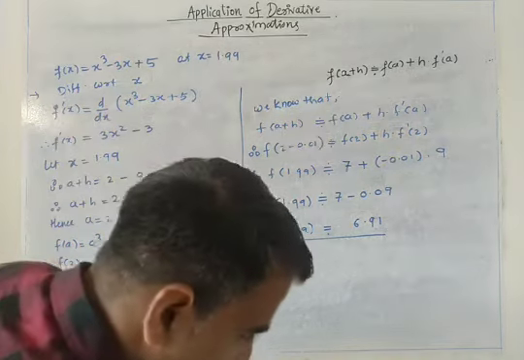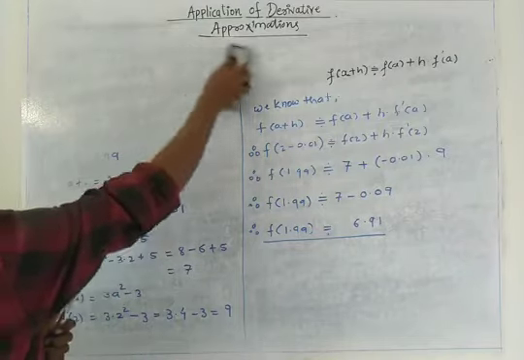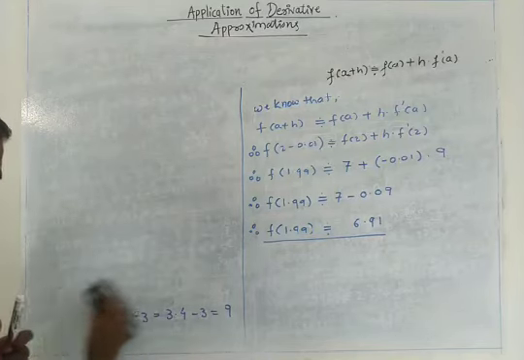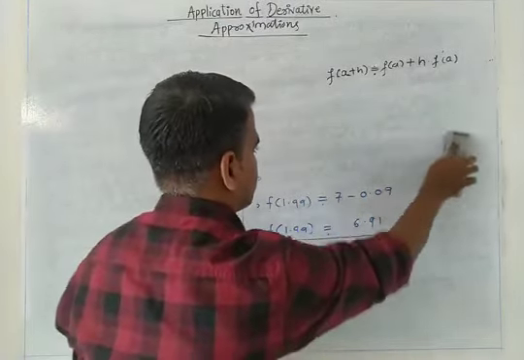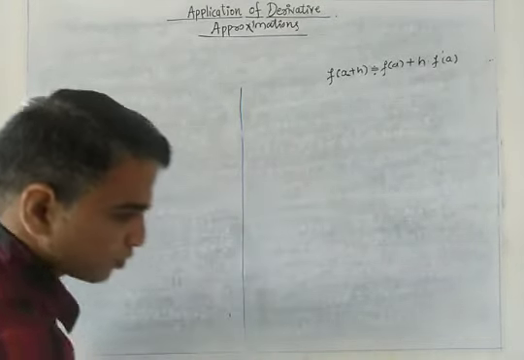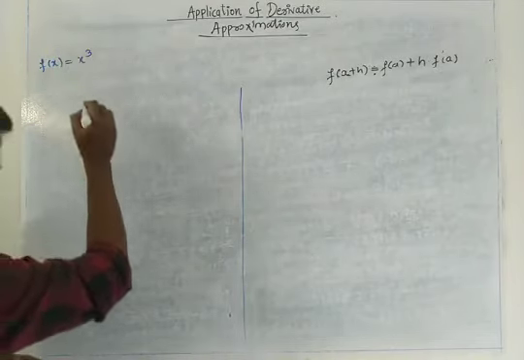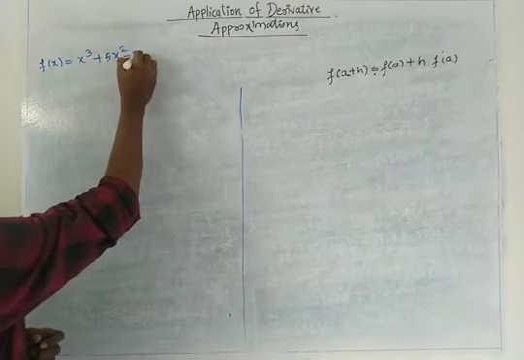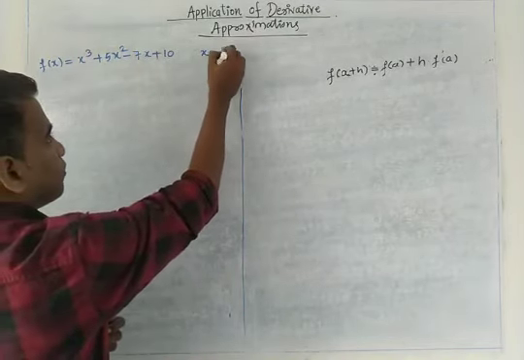Okay. Now we'll check the last example from the approximation of algebraic functions, and we'll stop with today's lecture. So the question is f of x is equal to x cube plus 5x square minus 7x plus 10, and the value of x is given as 1.12.